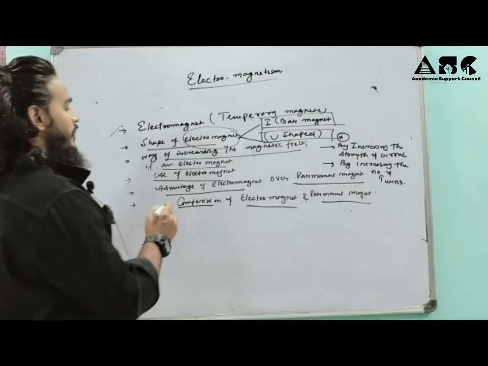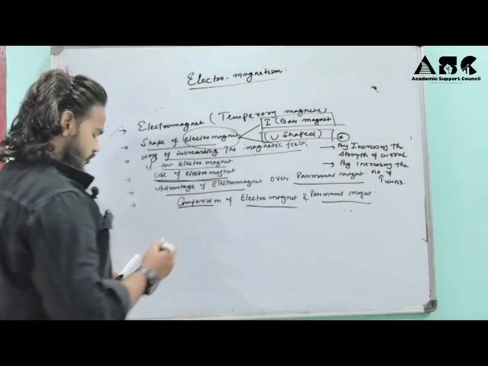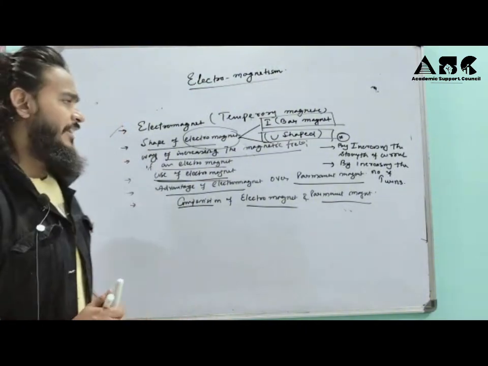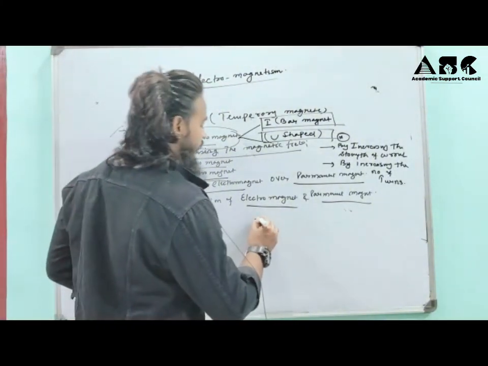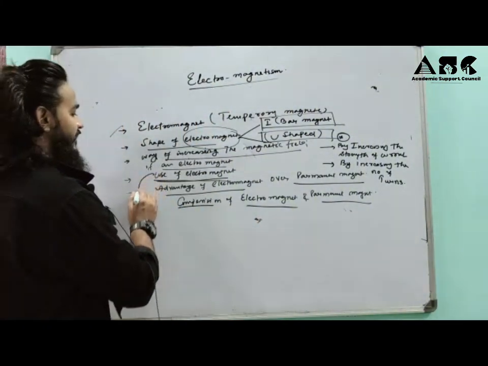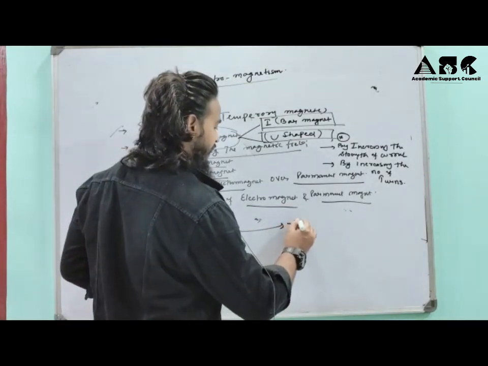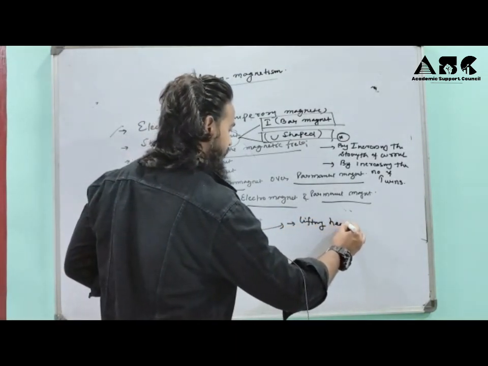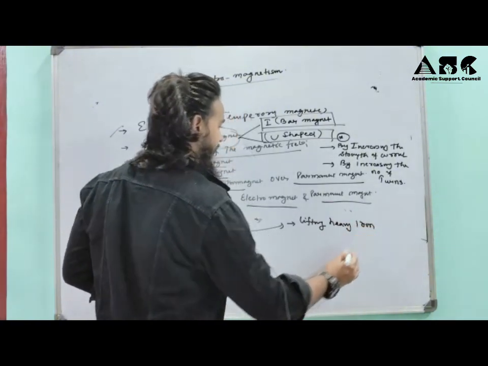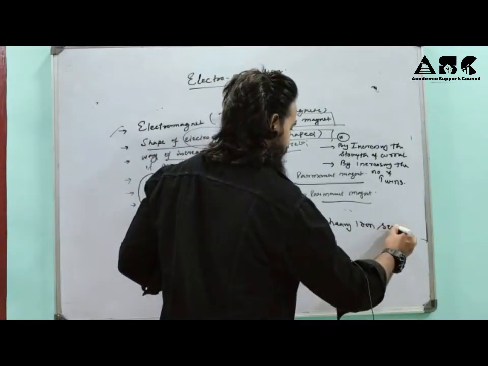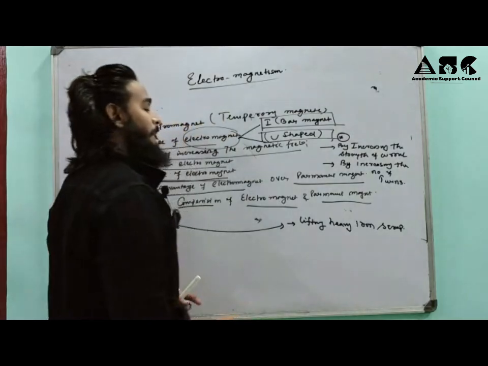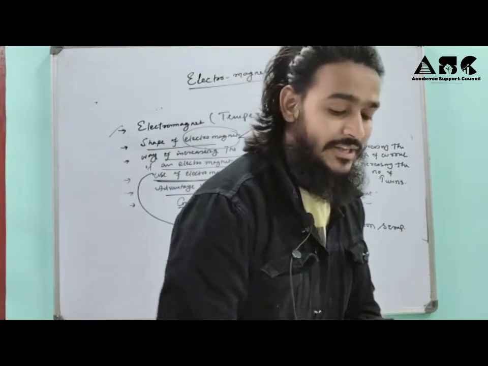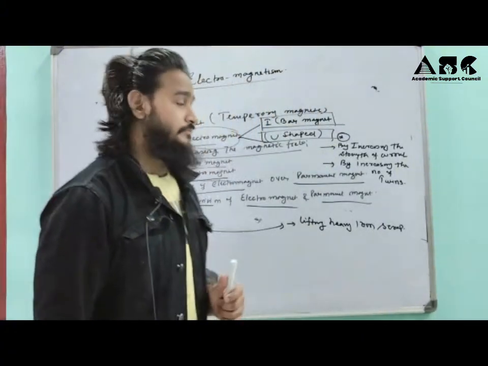Now let's see what is the use of an electromagnet. Basically there are different uses of the electromagnet, but it is widely used for lifting heavy iron scrap. Number one, with the help of an electromagnet you can lift up to 20,000 kg of iron.